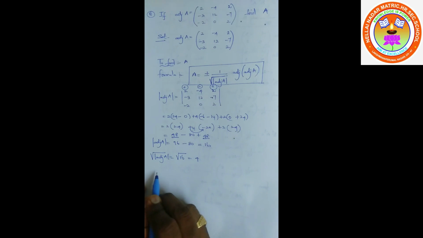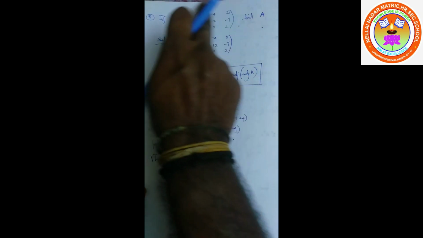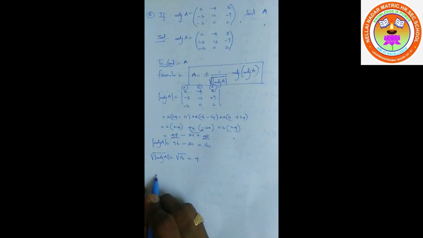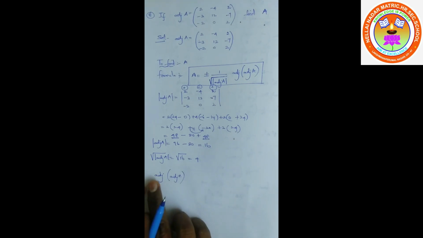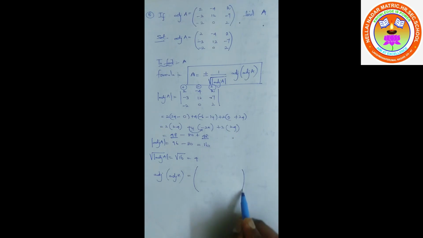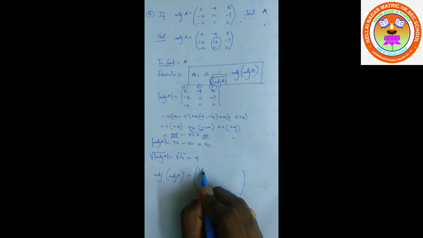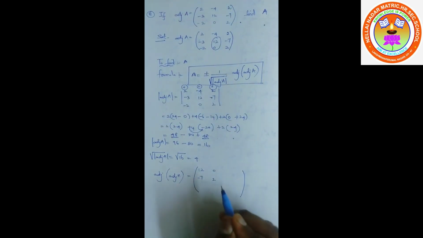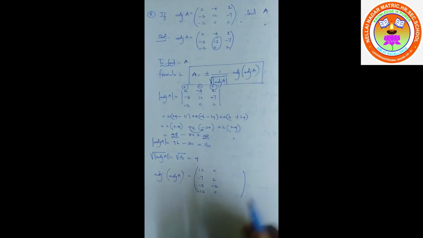I need to find the adjoint for this adjoint of A. Find the adjoint for adjoint of A. You know the easiest method to find the adjoint. You need to take 12 and 0, 12, 0, minus 7 and 2, minus 7, 2, minus 3, minus 2, minus 3, minus 2, once again 12 and 0, 12 and 0.